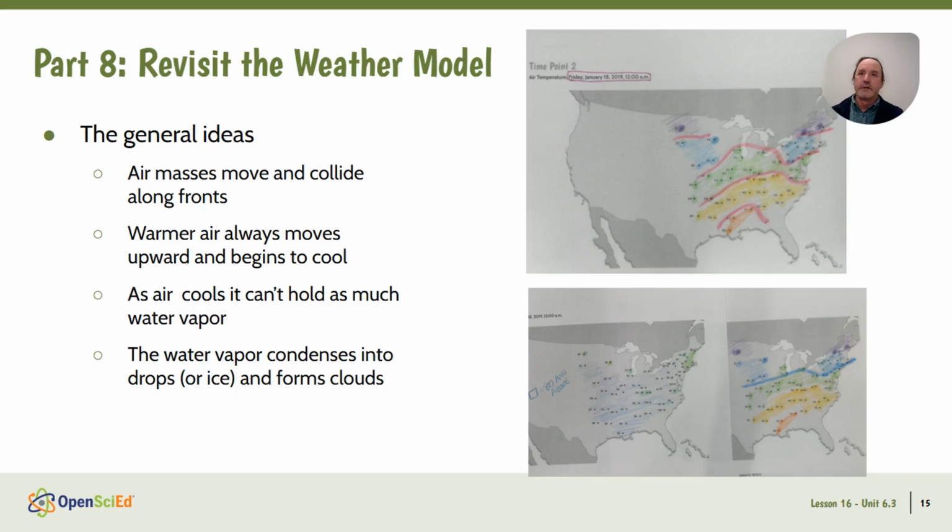Warmer air always moves upward and begins to cool. As air cools, it can't hold as much water vapor. The water vapor condenses into drops, or perhaps forms ice and forms our clouds.